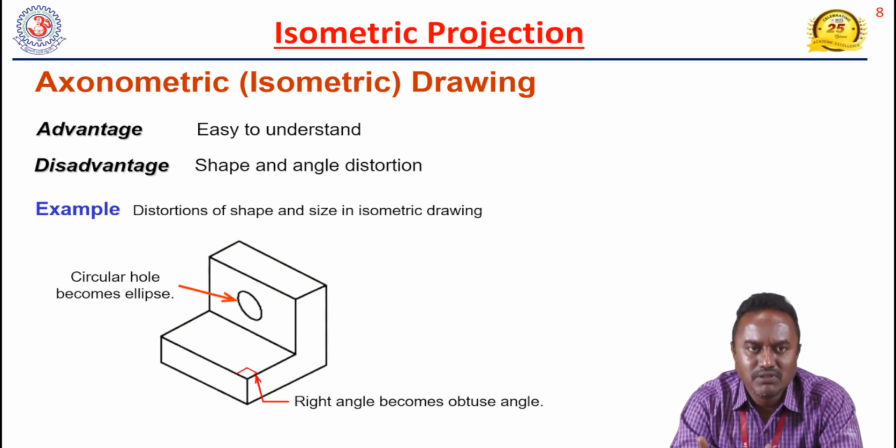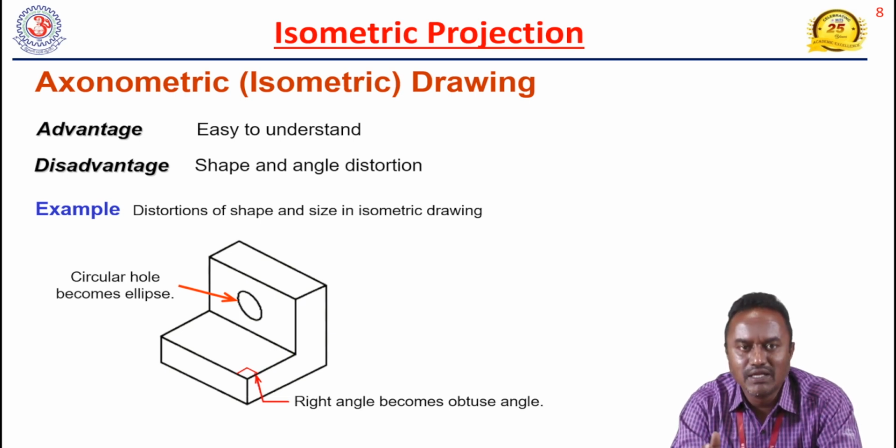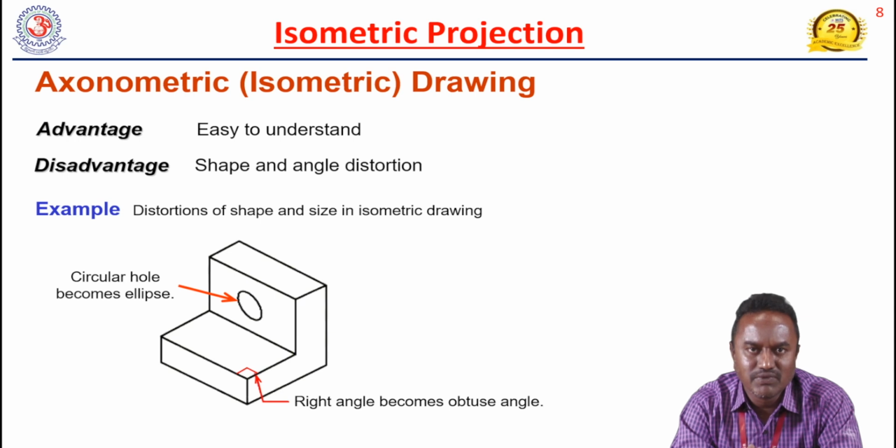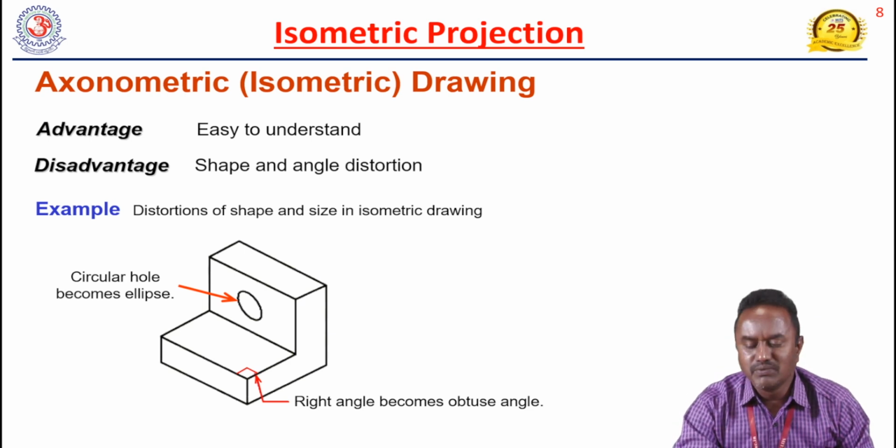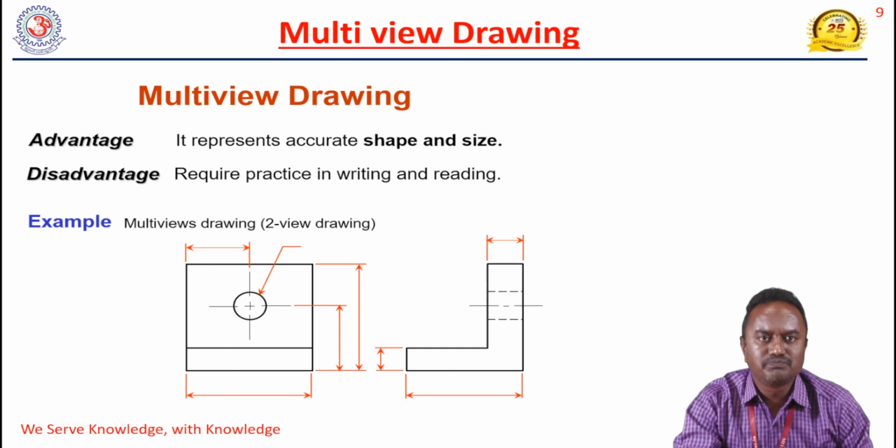For example, in this drawing, when we look at the hole, the circular hole becomes an ellipse because of the inclination. Some distortions of the shape will come. This is the small drawback in the case of the isometric view. But in the isometric view, we can see all the dimensions in a single view. That is the major difference between orthographic and isometric view.